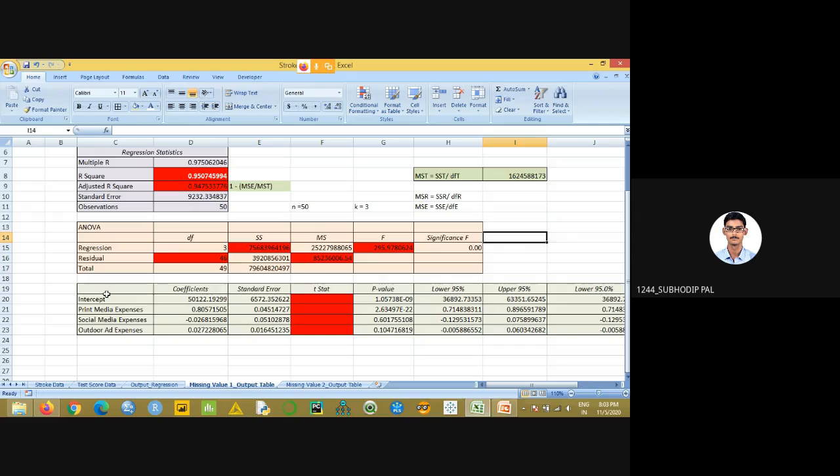Another thing, in the coefficient table the T statistics is missing. How do you calculate T statistics here? Coefficient upon standard error; we'll divide it. The formula is T is equal to B by SB. B by SB or SB by B? No, B by SB. Alright, it's B by SB.